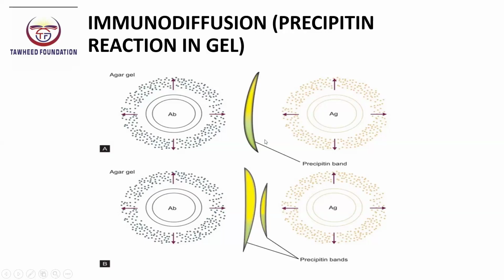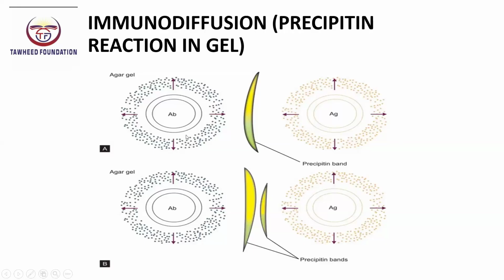Once the wells are filled, both the antigen and antibody molecules begin to diffuse outwards slowly through the gel in all directions. The arrows in the figure show the bidirectional diffusion, that is the antigen spreading from its well and the antibody from its own. As they move through the gel, their concentration gradually decreases with the distance from the well. At a certain point between the two wells, the concentration of antigen and antibody becomes equal. This is called the zone of equivalence.